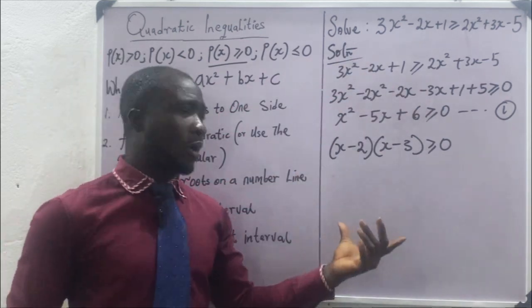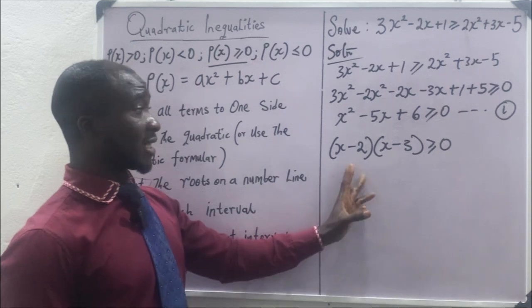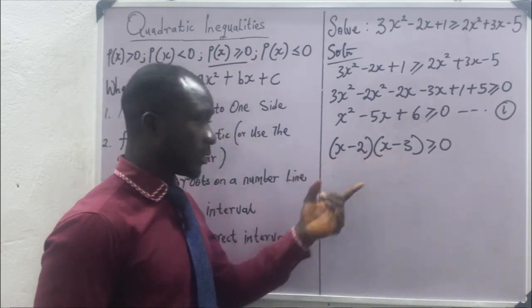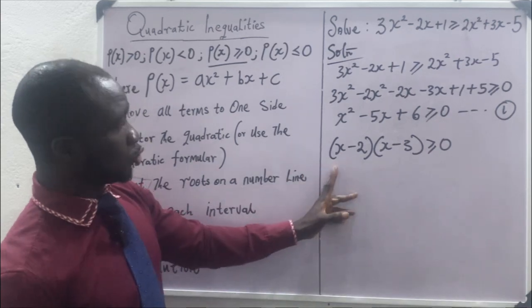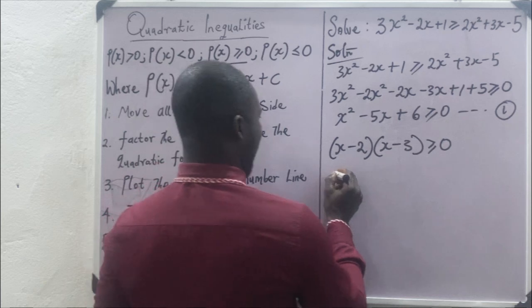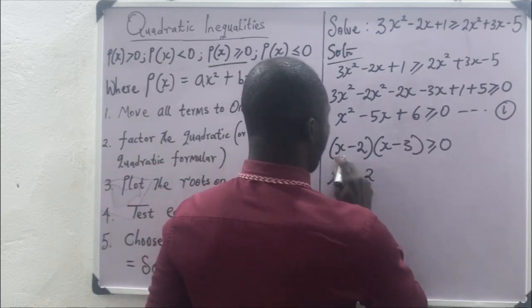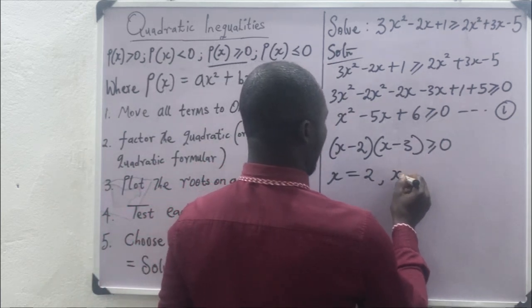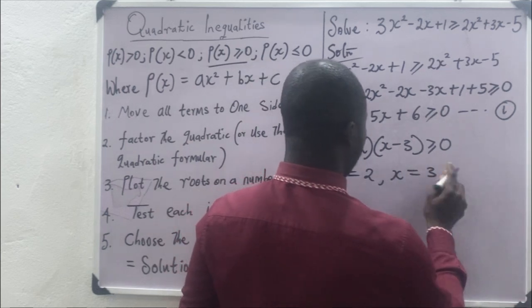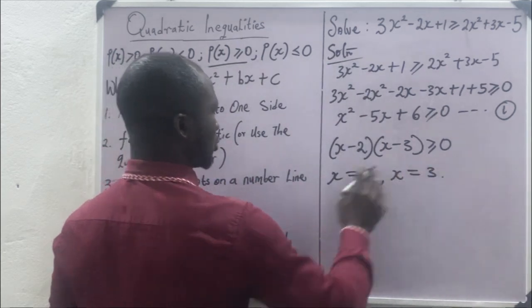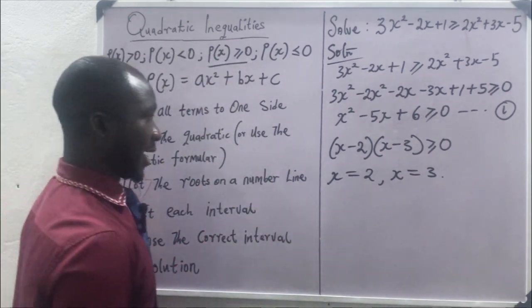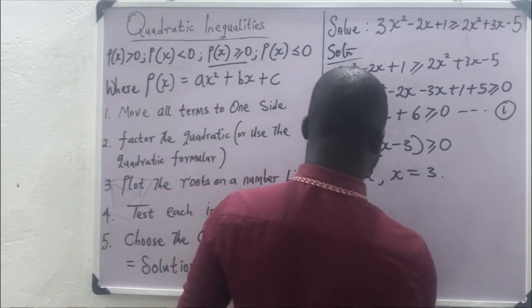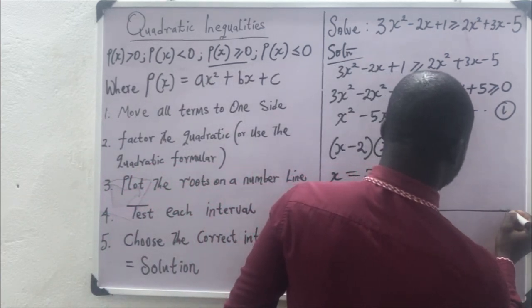The roots of this inequality simply mean the values of x that will make this expression 0. We find out that the roots are x equals 2 or 3. So x equals 2 makes this expression 0, and x equals 3 also makes this expression 0. So these are the roots of the inequality. And so we are now going to plot the roots on a number line. Remember, this is our number line.